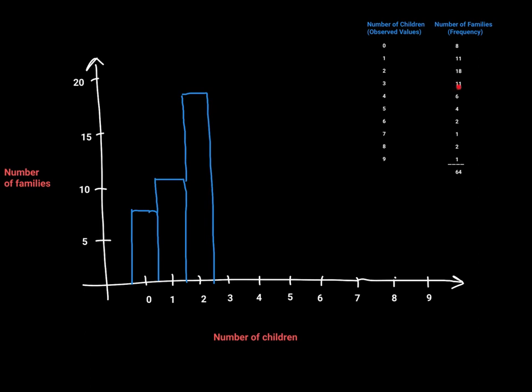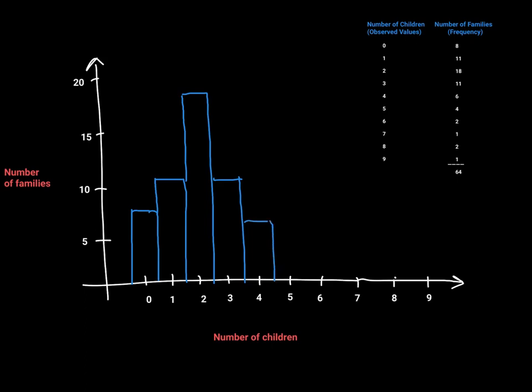Okay, 11 families have 3 children. This bar went up to 11, so just make sure that it matches like that. Oops, connect it there. There. 3 families have 11. No, I'm sorry. 11 families have 3 children. Next is 6 families have 4 children. And so, let's see. 4 children. And this should go up to 6. So maybe about right there. Hopefully that looks about right to you.